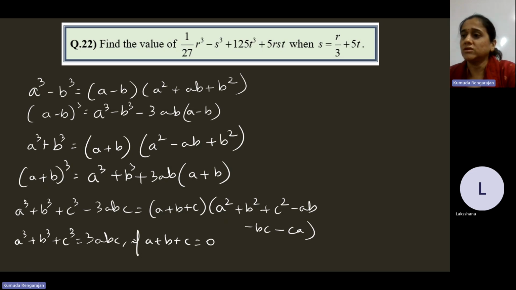Quickly make a note of all this. You already have it in the introduction, but just write it out again. These are all the identities that involve cubes.